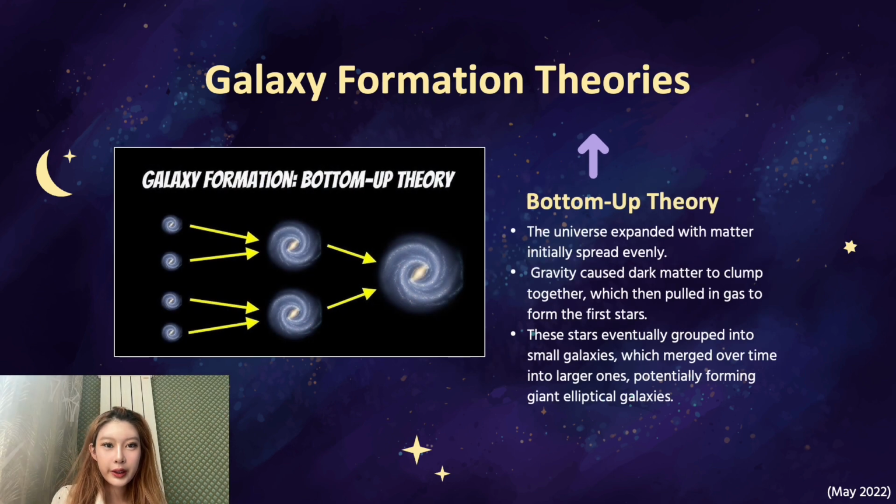Another, more recent theory is the bottom-up theory, which introduces the concept of dark matter and galactic mergers. In this model, the universe expanded with matter initially spread evenly. Gravity caused dark matter to clump together, which then pulled in gas to form the first stars. These stars eventually grouped into small galaxies, which merged over time into larger ones, potentially forming giant elliptical galaxies. The majority of galactic researchers suggest that this theory aligns more closely with current observations.